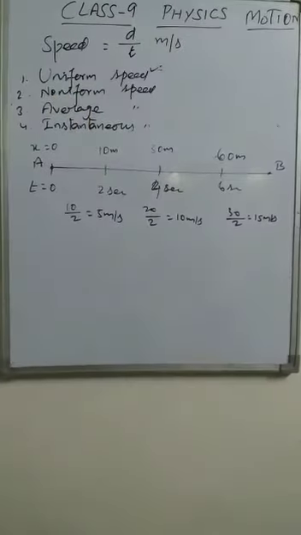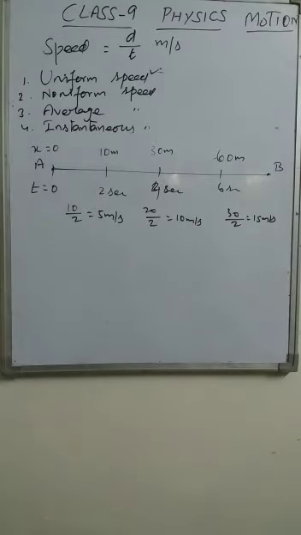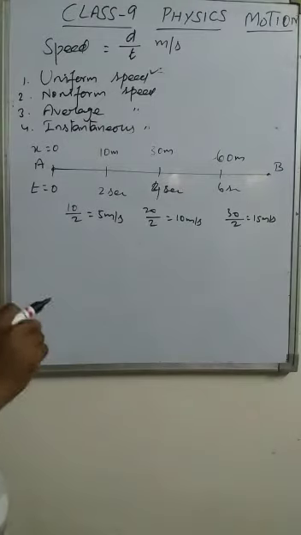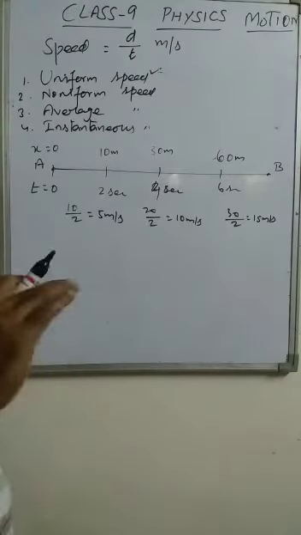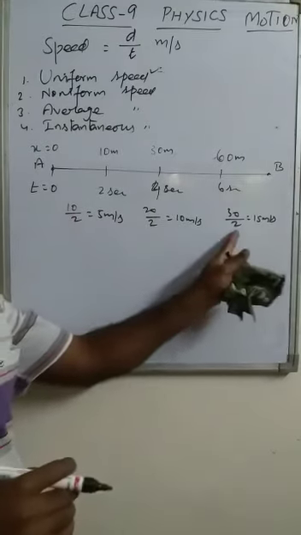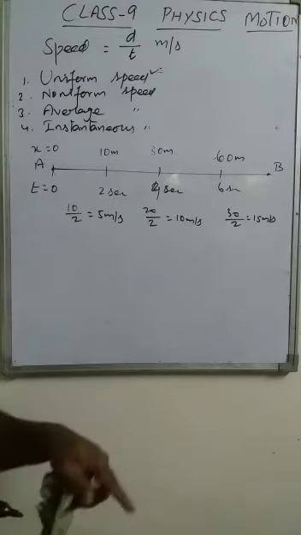Now you see, continuously the speed is increasing. So we say that the object is moving in non-uniform speed or non-uniform motion. In non-uniform motion, here we are finding the speed is increasing, but the speed can also decrease.